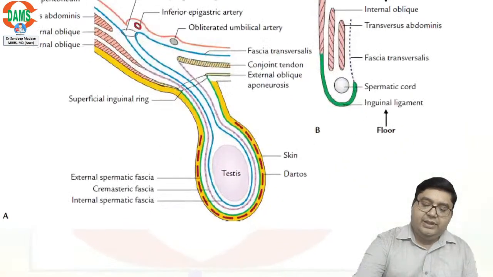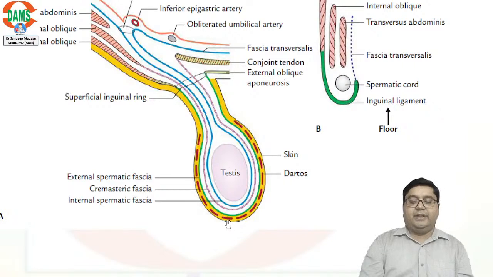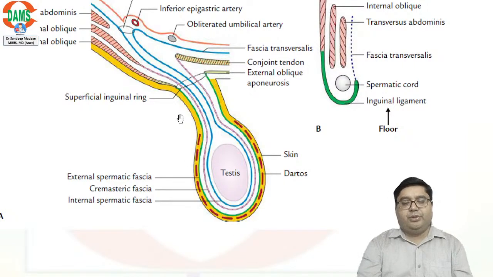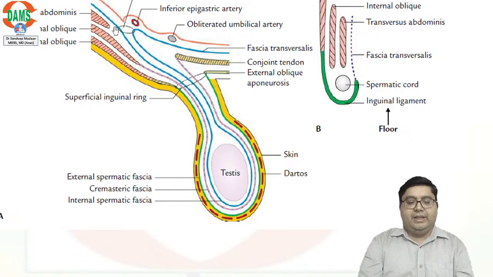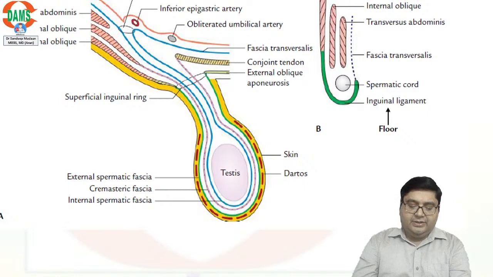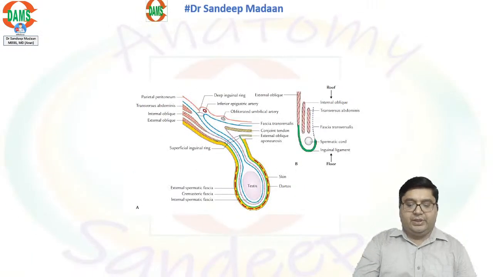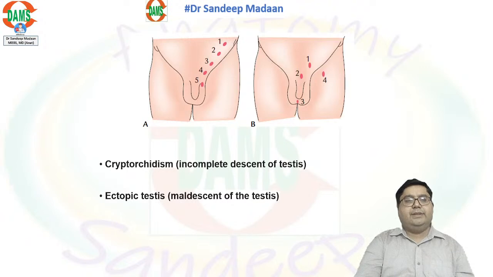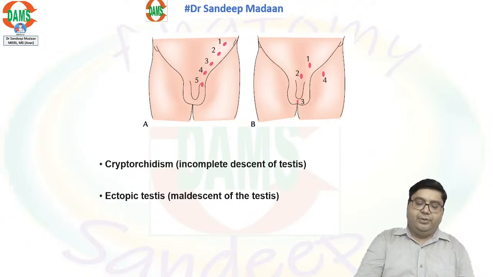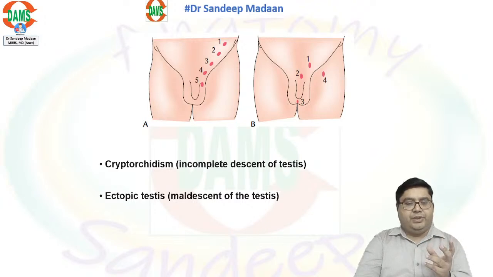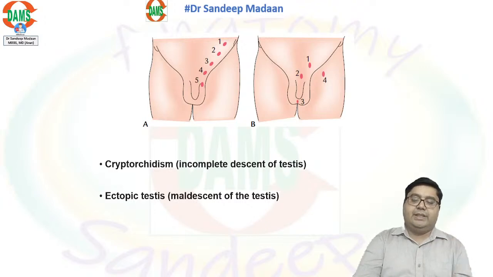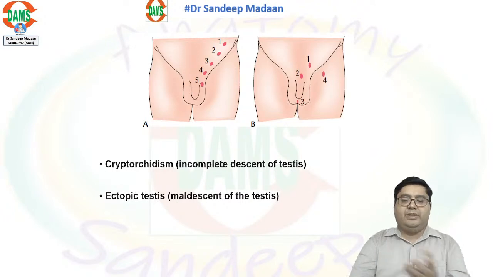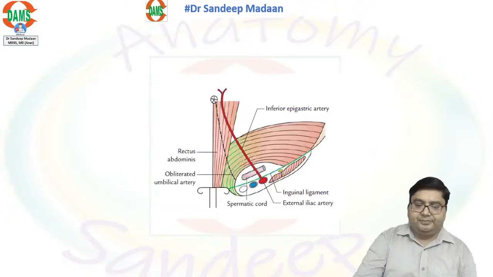And we know that when the testis descends, it gets coverings, which are nothing but the continuation of these layers of the abdomen, right? Transverse abdominis will not make any covering because it lies lateral to the rings. This is one of the important parts we need to understand. During the descent, if everything is fine, that's very well and good. If it fails to descend, there are two options: if it is incomplete, we call it cryptorchidism, or if it is a misdirected descent, we call it ectopic testis.